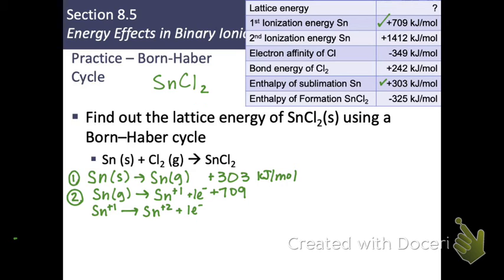Second ionization energy is 1,400. I was just getting that number up there. Okay. Now, tell me step 3 now. Wait, it's 12, not 19. Dissociation. Oh, sorry, thank you. Dissociation. All right, so I'm starting with Cl2 as a gas. And I'm taking it to what?